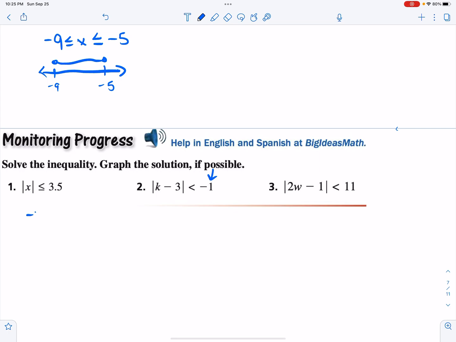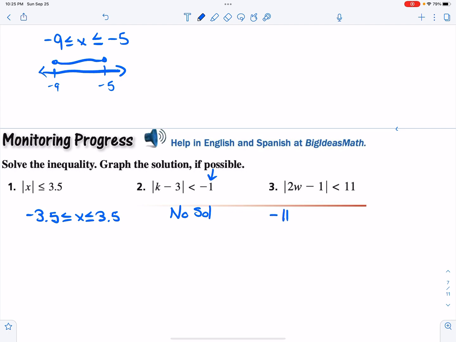So on the first one, you should have -3.5 is less than or equal to x, which is less than or equal to 3.5. I cannot travel less than negative units away from 0, so that one's no solution.